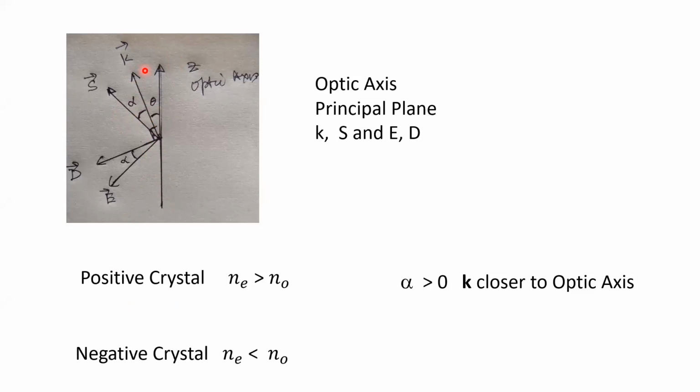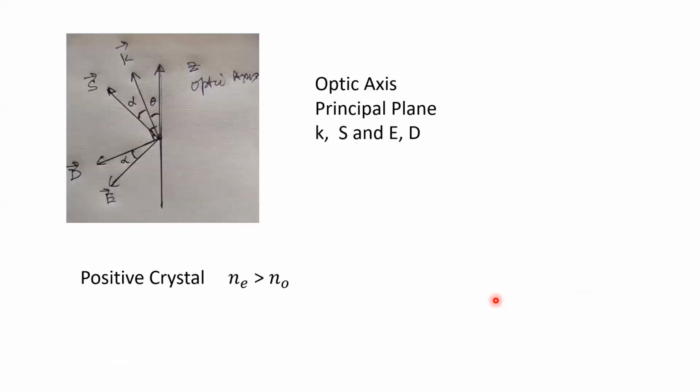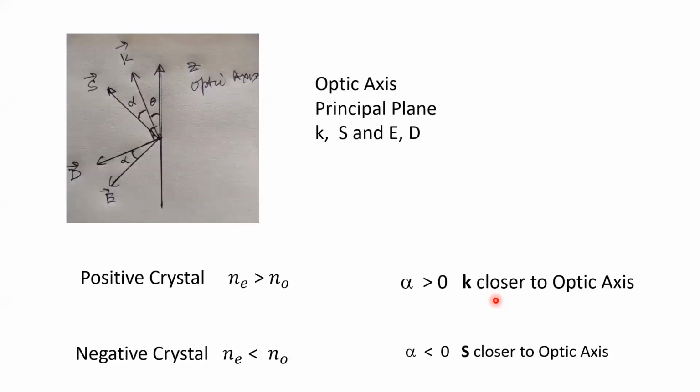For negative crystals, the reverse happens: Ne is less than No, and there alpha is negative, and S would be closer to the optic axis than K. These results, I reiterate, derive from this formula. So we have these two important statements about the positive and negative crystals.